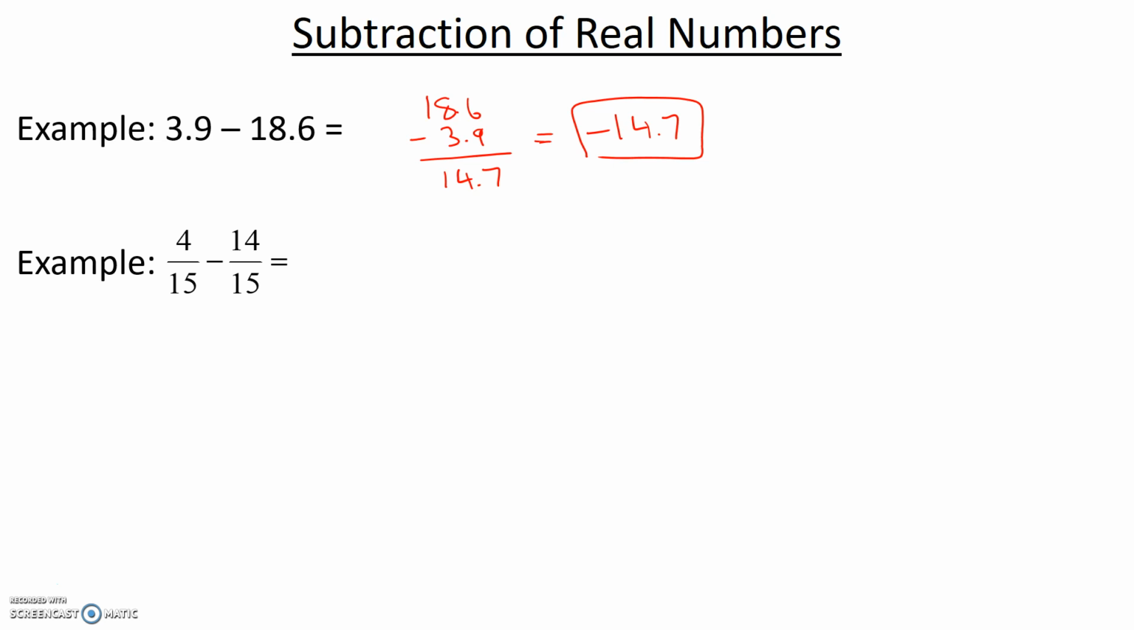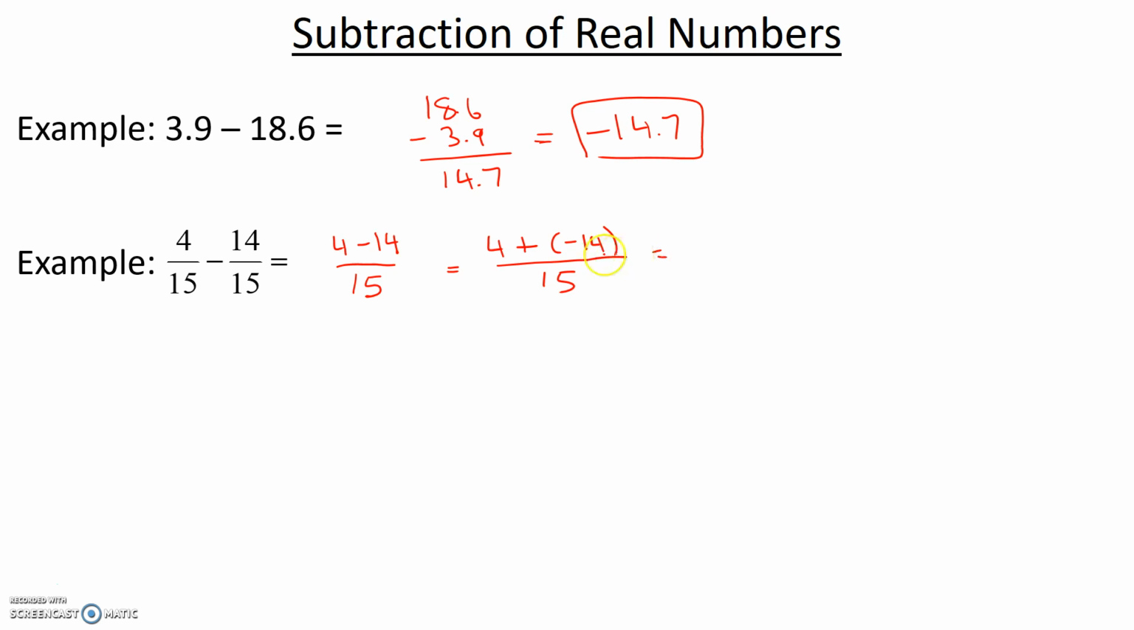In the next example, we have 4 over 15 minus 14 over 15. Let's remember that when adding or subtracting fractions, we need a common denominator, which we have. Once you have a common denominator, you keep the same denominator and write the numerators over the common denominator. So in this case, we would have 4 minus 14 over 15. 4 minus 14 can be written as 4 plus negative 14 over 15.